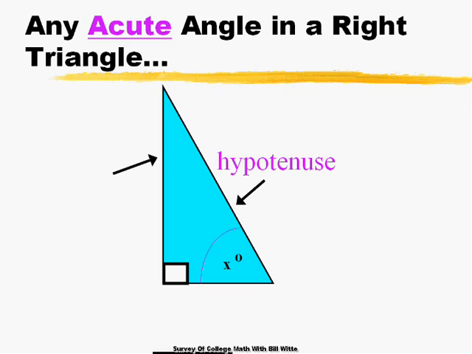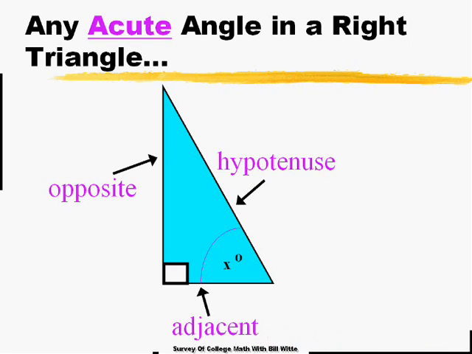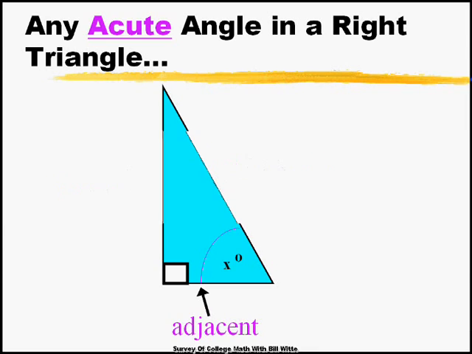This leg right here, which is kind of across the triangle from the angle that I'm talking about, I'm going to say that's the opposite leg. Okay? And the other one, which is actually part of the angle I'm talking about, or right next to it, we're going to call the adjacent leg. Okay? And you'll need to know those terms.